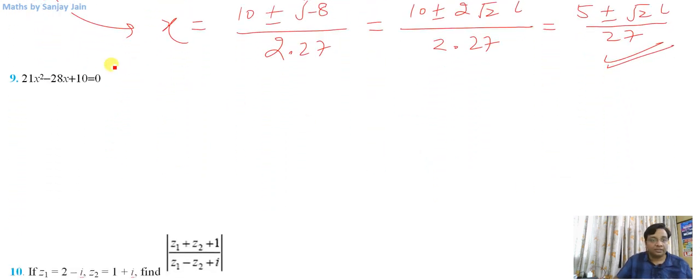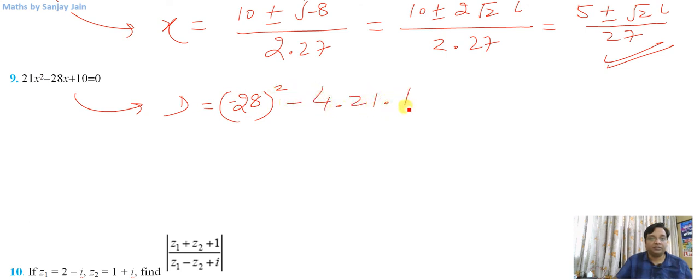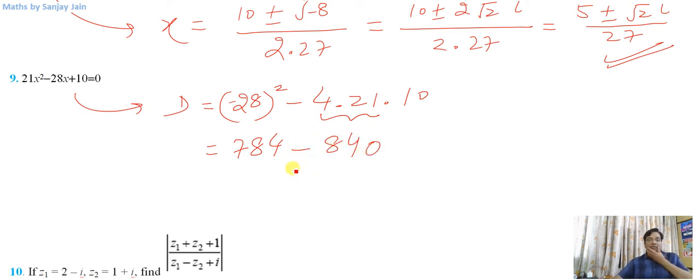Okay, let us look at this one. Discriminant is minus 28 squared minus 4 into 21 into 10. What is 28 squared? It is 784. And what is this? This is 84 into 10, 840. I hope the calculation is correct. So it will give me 40 and then 16, 56, negative 56, right?